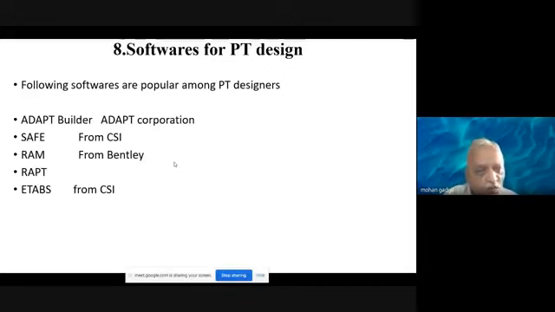Over the years, Computers and Structures Inc. have already had software like SAFE and ETABS, which were dealing with concrete and so on. Now they have brought out the SAFE software with a prestress option. ETABS also is now recently brought out with a prestress option. There is one software, RAM, which is from Bentley, which is also able to handle prestressed concrete design. And RAPT is another software, which is Australian software, which also is used in industry. There are users for all these software, and the industry is flooded with several software in prestressed concrete.